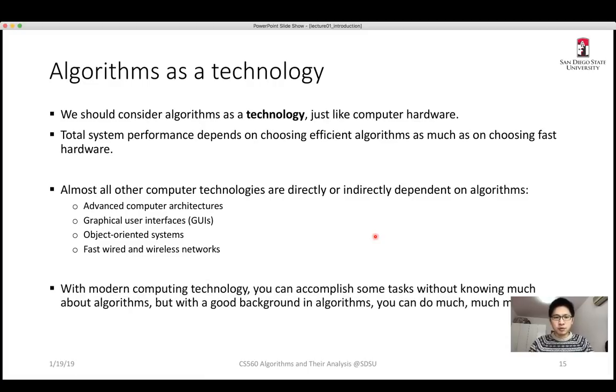And with modern computing technology, you can accomplish some tasks without knowing much about algorithms. But if you have a good background in algorithms, you can do much more. Okay, hopefully so far the slides here answer the question of why we want to study algorithms, why studying algorithms is important.